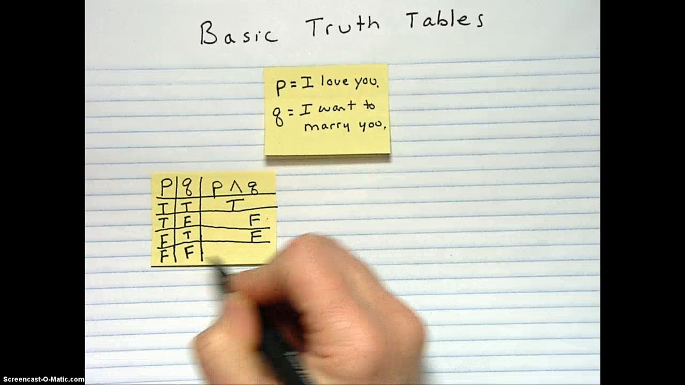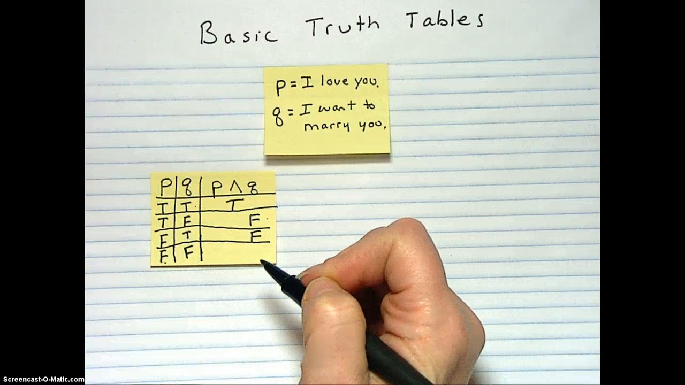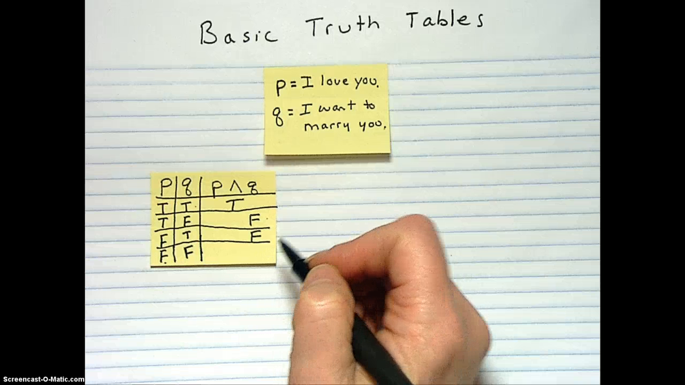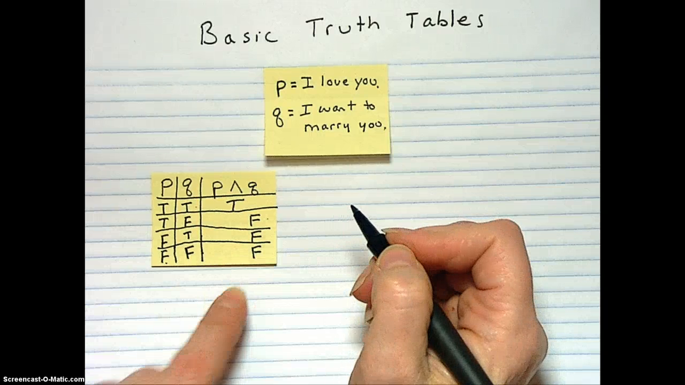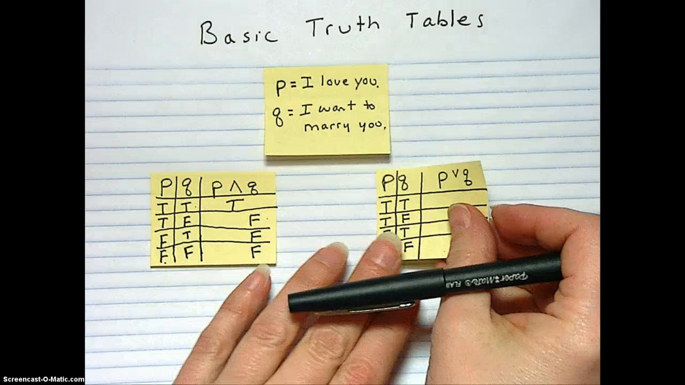So that one's false. This one, what's up here? They don't love you and they don't want to marry you. Right, so they're just lying all over the place. So that one's definitely false. Okay, so these are the truth values for the and statements. Let's now look at the or statements.